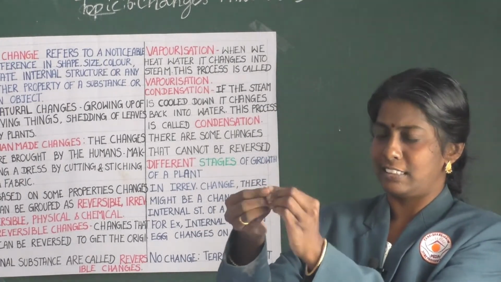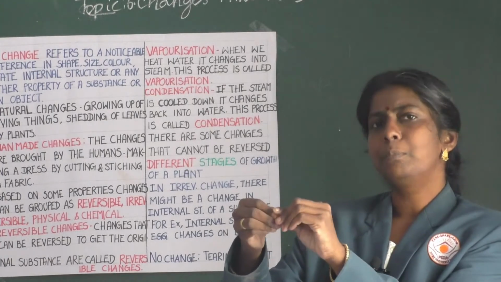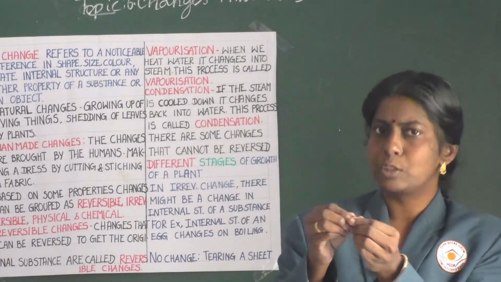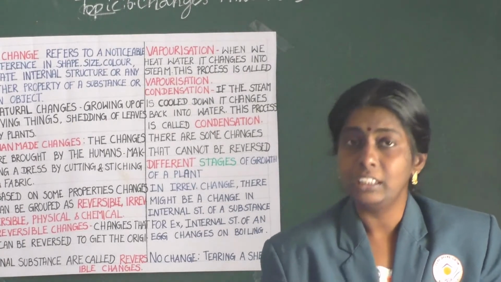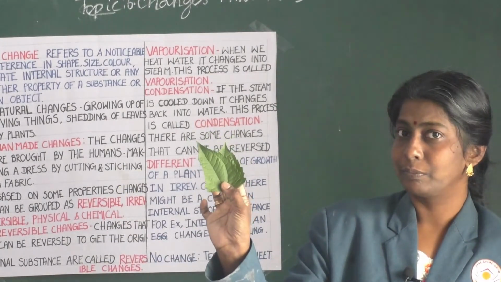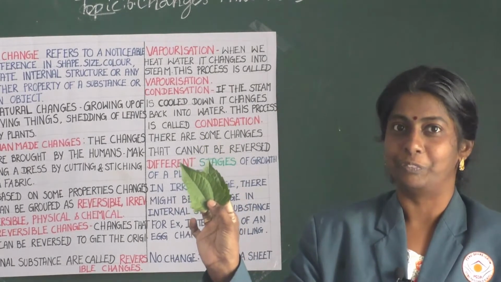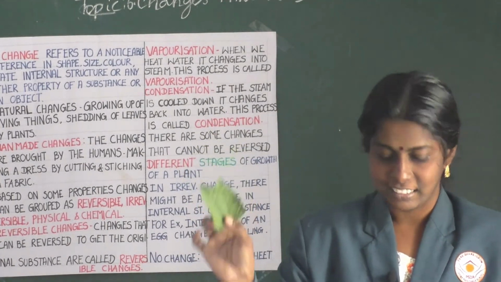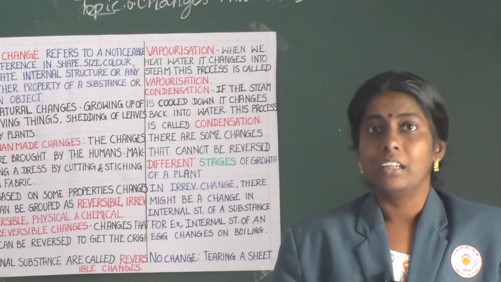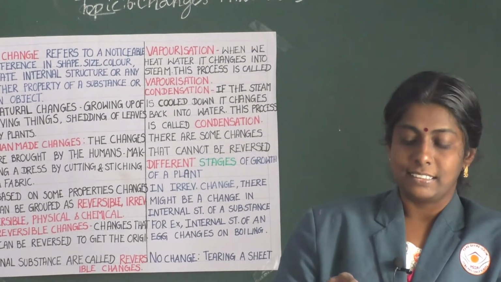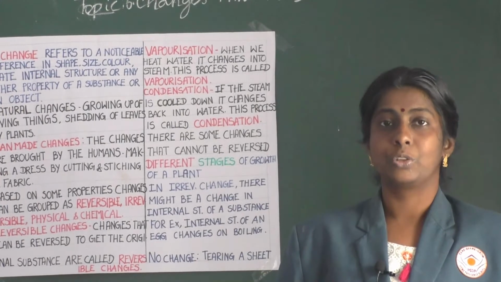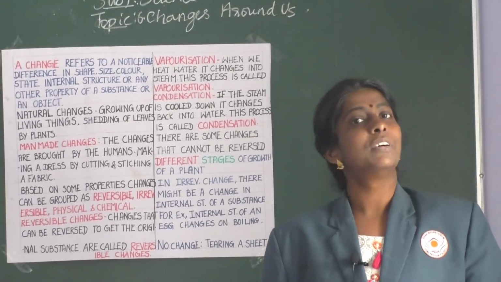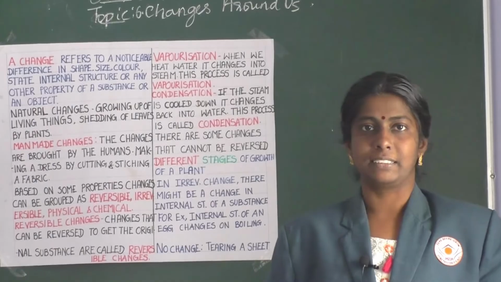Clear? Yes. Now, is it possible to make this small piece of leaf into its original shape like this? No, isn't it? Yes. So, there are some changes which cannot be made to its original form. So, that is one example of irreversible change.